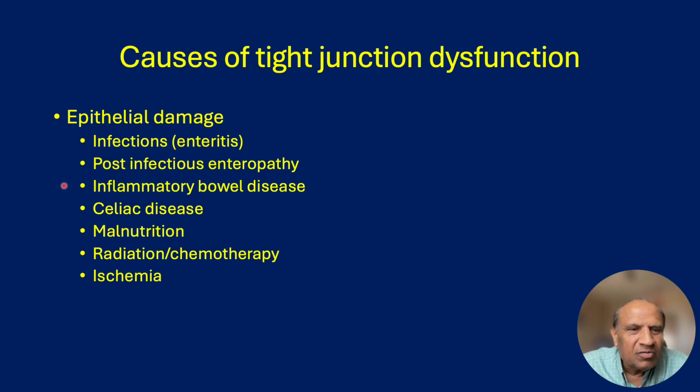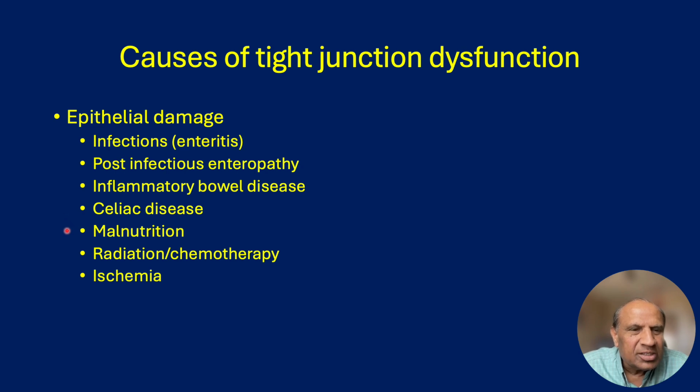The next cause is inflammatory bowel disease like Crohn's disease or ulcerative colitis. There may be intestinal damage from autoimmune disease like celiac disease, which is triggered by gluten, which makes the immune system make autoantibodies against the intestinal lining.